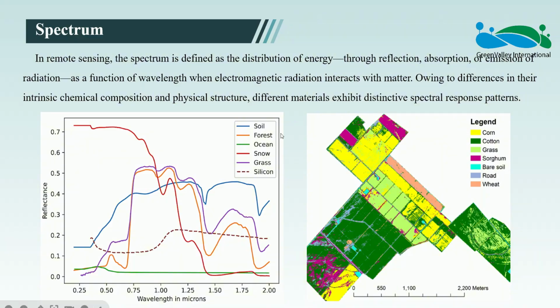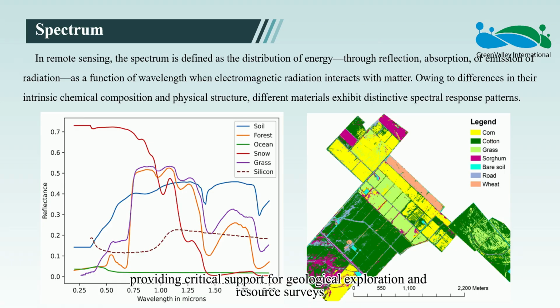Owing to differences in their intrinsic chemical composition and physical structure, different materials exhibit distinctive spectral response patterns. By analyzing spectral characteristics, we can automatically distinguish various features such as vegetation, water bodies, buildings, and farmland on satellite imagery. It also enables us to monitor crop health, assess water pollution levels, and evaluate forest pest and disease conditions. Furthermore, spectroscopy can be used for component detection, such as identifying specific types of surface minerals, providing critical support for geological exploration and resource surveys.